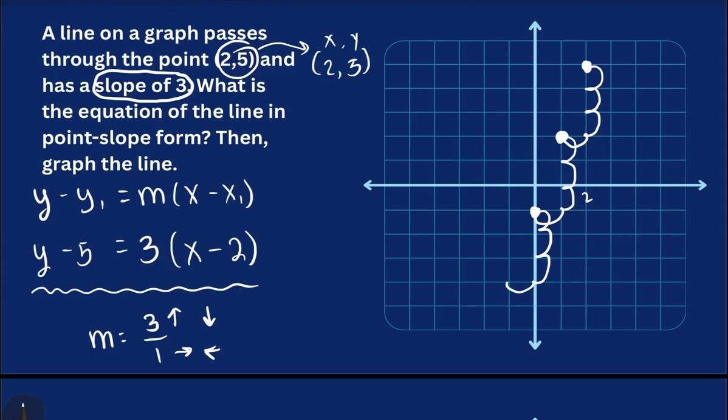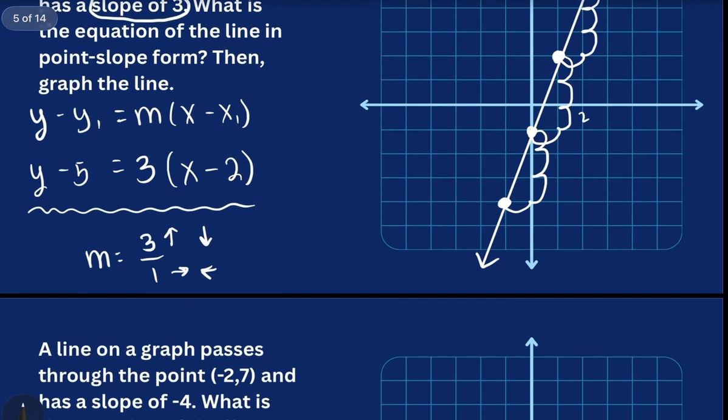1, 2, 3, 1. And that's it. And now all I need to do is to draw a line that connects all of my points. And that's my line. So through this word problem, we were able to do two things. We were able to put it in point slope form, and we were able to graph the line. So let's do some more examples.